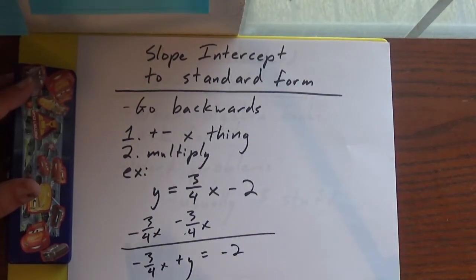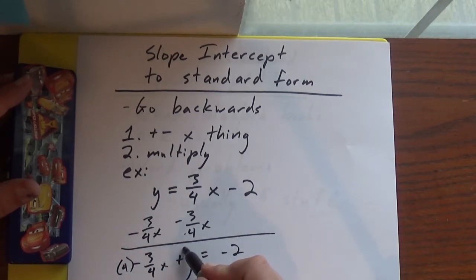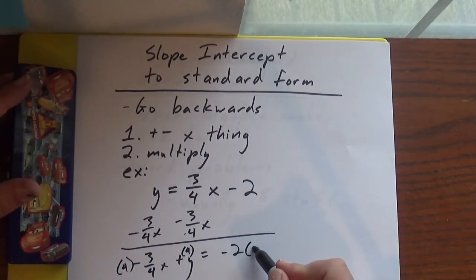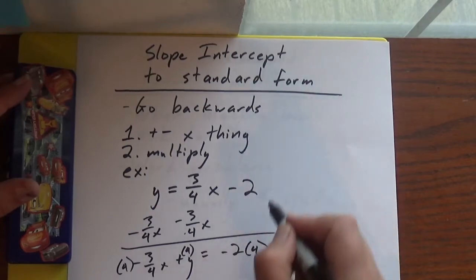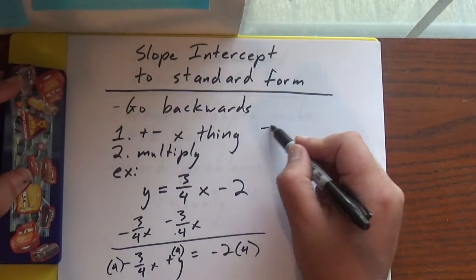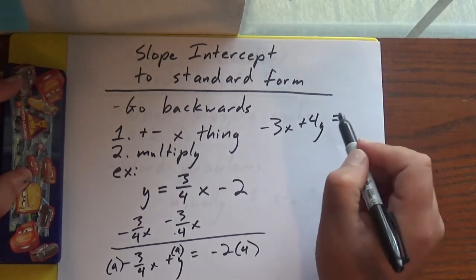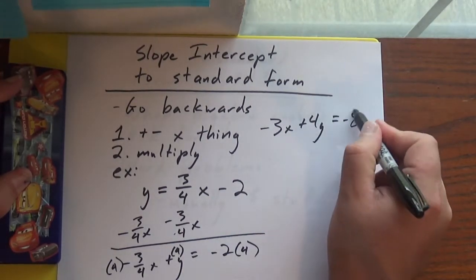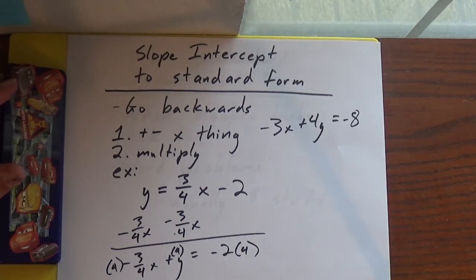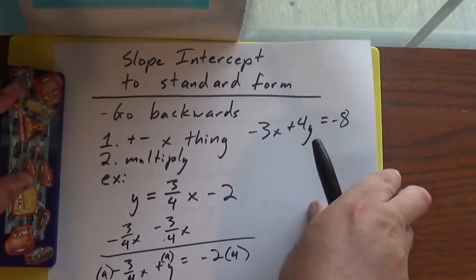And usually you don't want a fraction here, so we'd multiply everything by 4. So times 4. Times 4, times 4. I kind of ran out of room, so I'm going to bring it up here. So I'd have negative 3x, 4y, and negative 8. And now it's in standard.